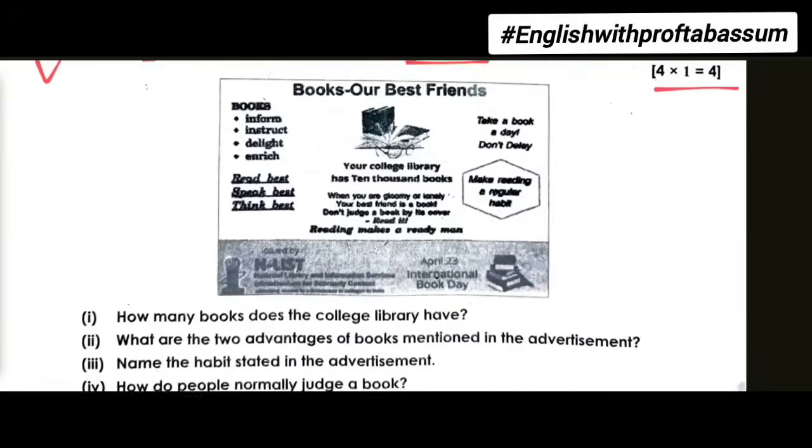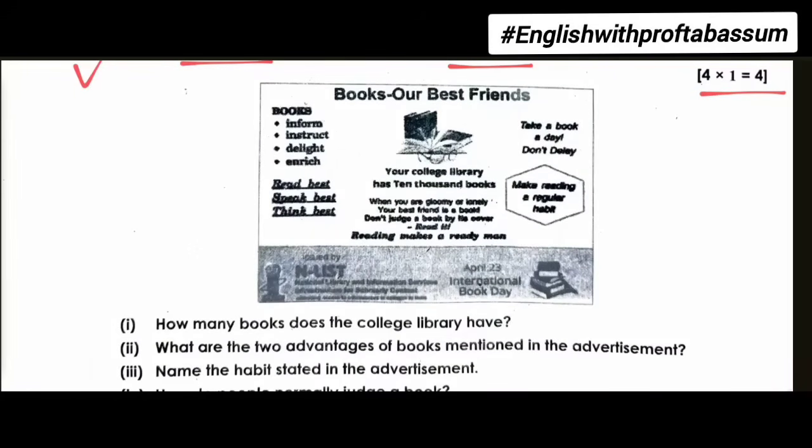Now moving on to bit number 6, that is advertisement. Answer any 4 questions. So each question will carry 1 mark. Total 4 marks you can get. You just have to read this advertisement and answer the following questions. Let's do the first one. How many books does the college library have? So the answer is given in the advertisement, 10,000 books.